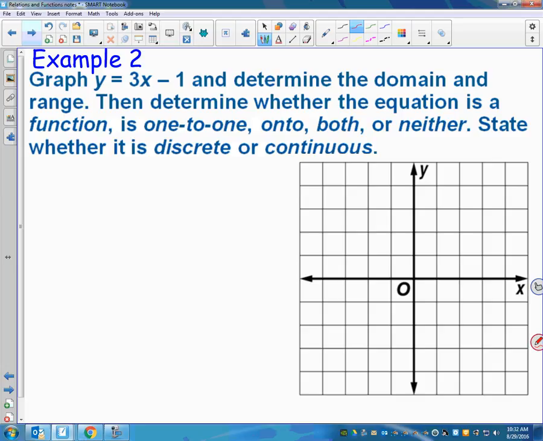All right? So, y equals 3x minus 1. It says graph it and determine the domain and range. Then determine whether the equation is a function, is one-to-one, onto, both, or neither, and state whether it's discrete or continuous. It's a lot of direction, so make sure, especially on the homework, that you're doing everything that it says to do. So if you remember how to graph this, the good old y equals mx plus b way, by all means go ahead and do that.